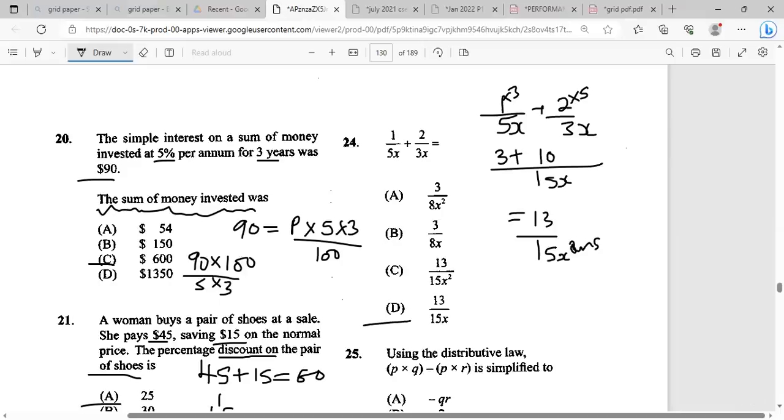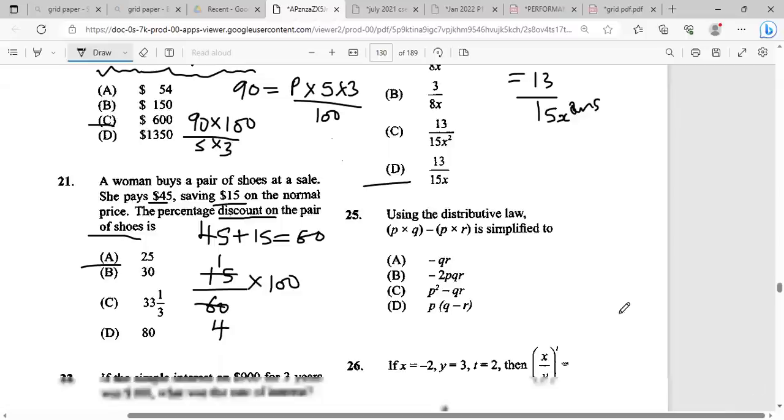By distributive law, P times Q minus P times R is simplified. That should be P times Q times minus R.